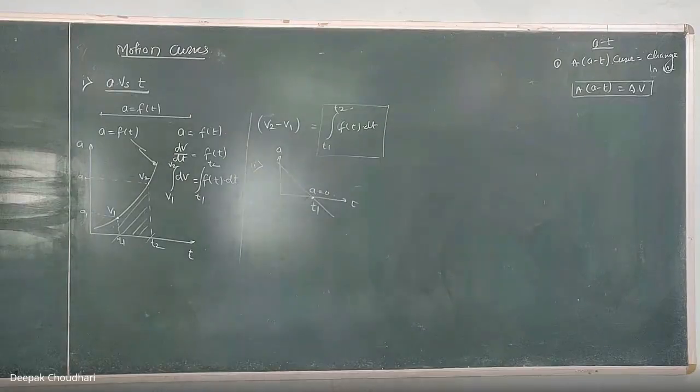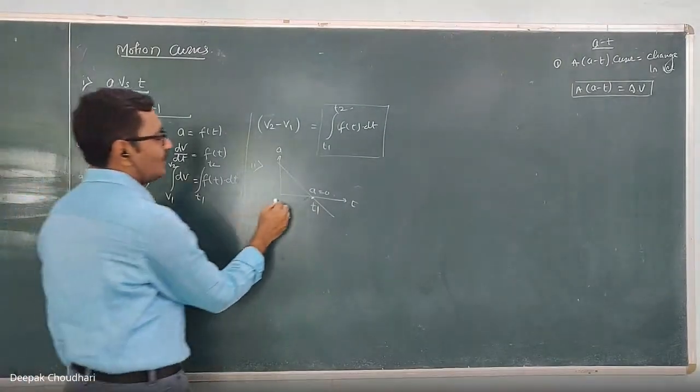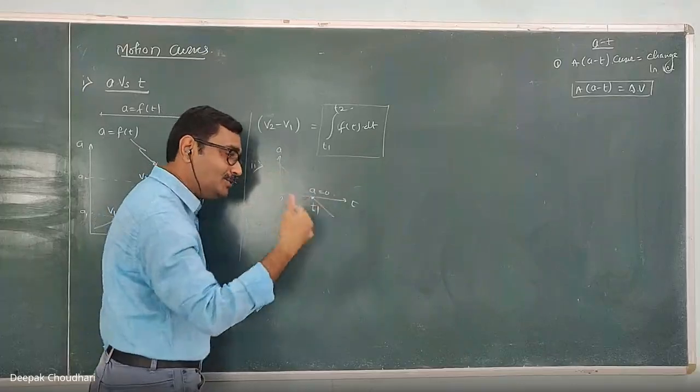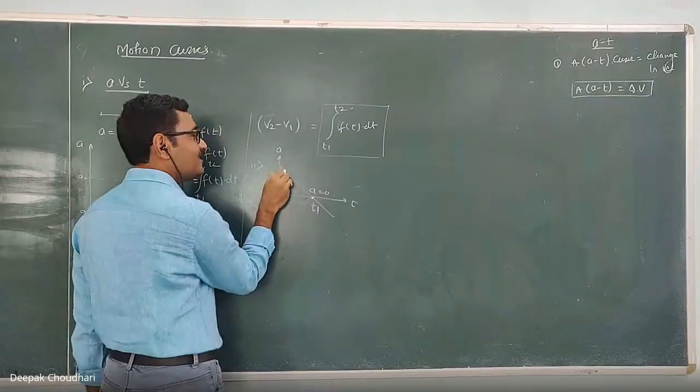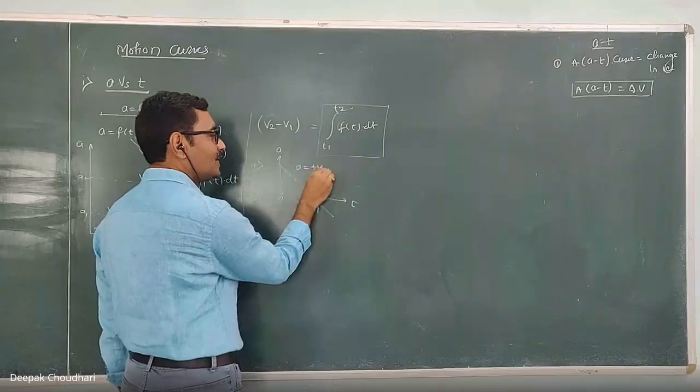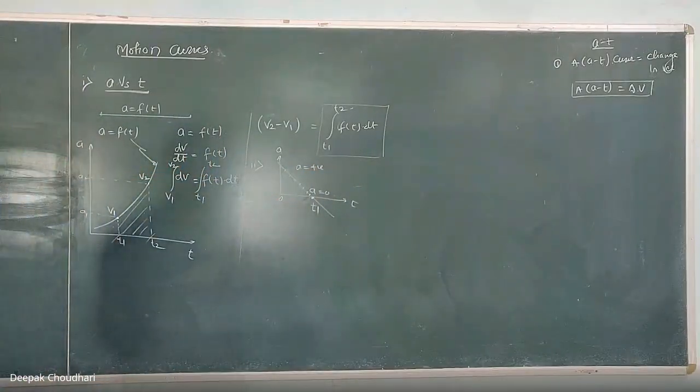Okay. Here from 0 to t1, pay attention now. From 0 to time t1, the acceleration is positive. Its magnitude is decreasing, but still the acceleration is positive only. If the acceleration remains positive, then what happens with the velocity? If there is a positive acceleration, what happens with the velocity?